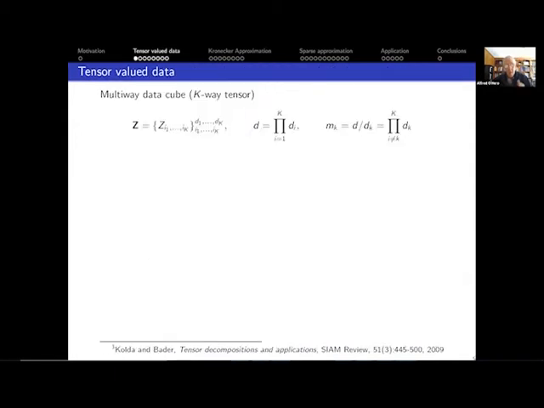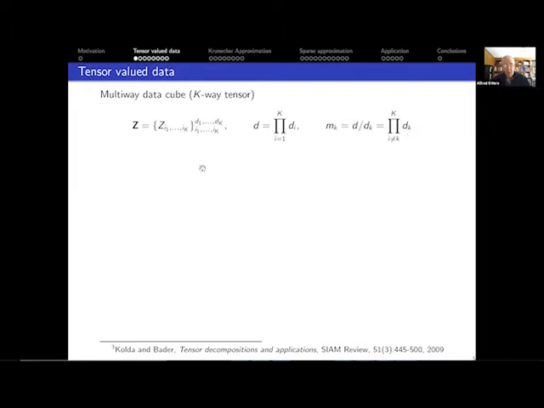So we can define this data as a tensor valued, or what's called multi-way data cube, K-way, where K might be the modalities of this Solar Dynamics Observatory satellite plus time. And there are d total dimensions, which are the product of the dimensions in each of the tensor modes. m_k is going to become an important quantity. It's the codimension relative to dimension k, that is the product of all the other dimensions, which can be quite large.